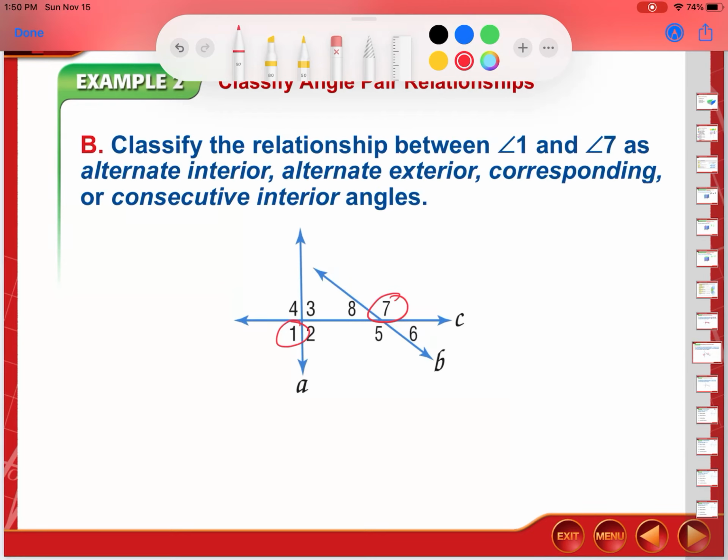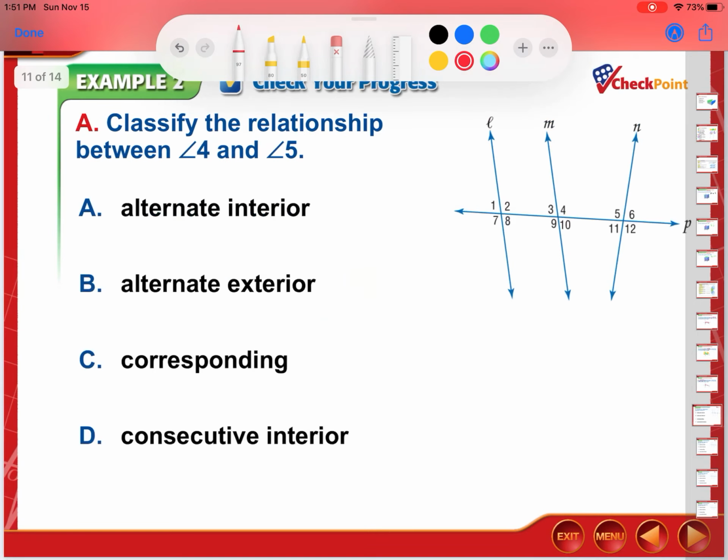1 and 7, so I see these are on opposite sides of the transversal, so I know it's got to be alternate something. And since these are on the outside of these parallel lines, so we have the inside and then we have the outside, then I would say these are alternate exterior. Angle 3 and angle 5. Once again, these are on opposite sides of that transversal. Angle 3 is above it, angle 5 is below it. And they both lie on the interior, so I would say these are alternate interior angles.